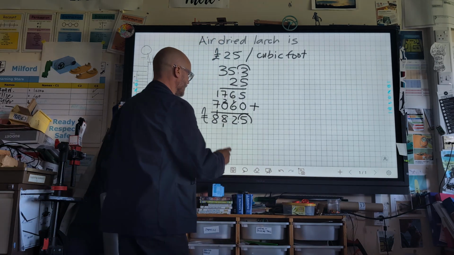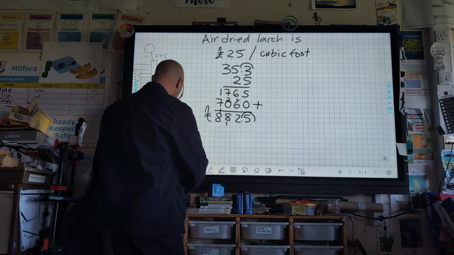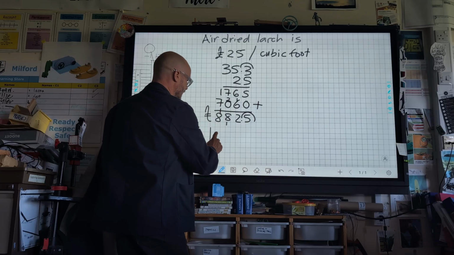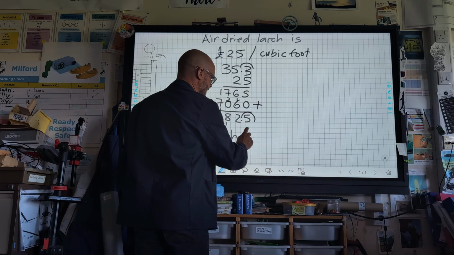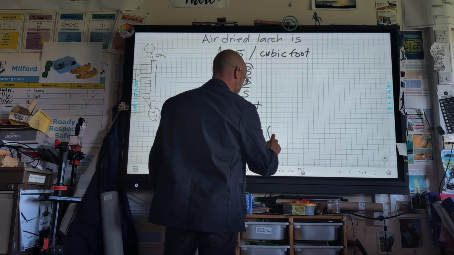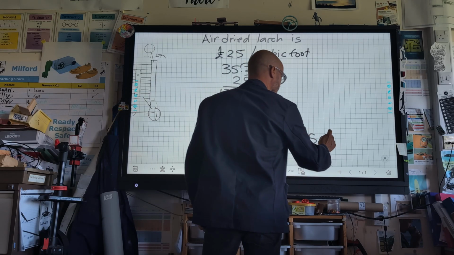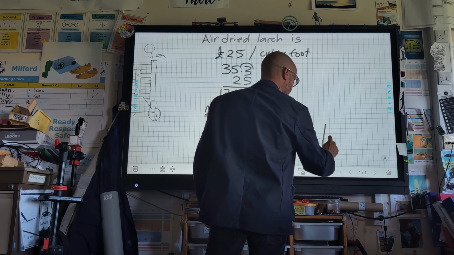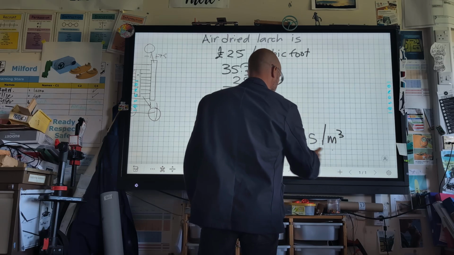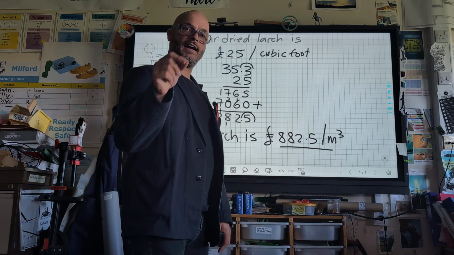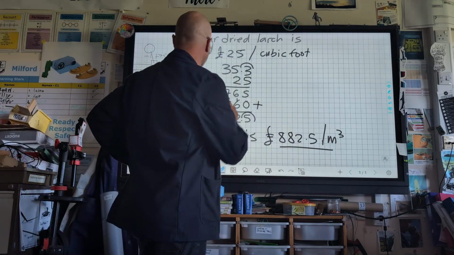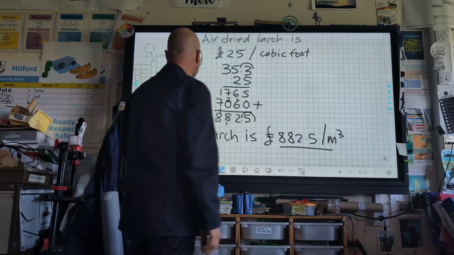per cubic meter, right? So larch is pounds 882.5 per meter cubed. Right, so lock that price in now because that is going to be our multiplier once we've worked out the volumes of all the separate pieces, right?